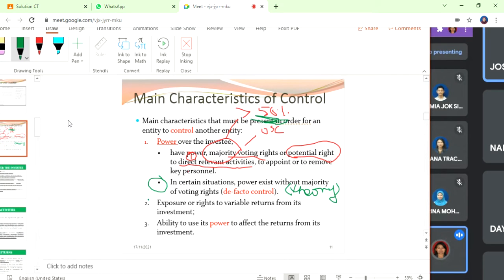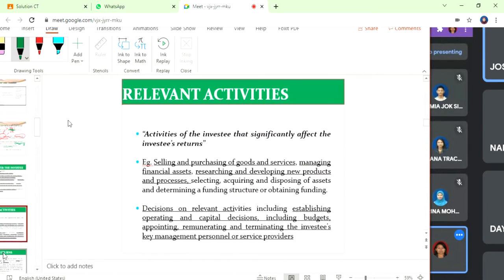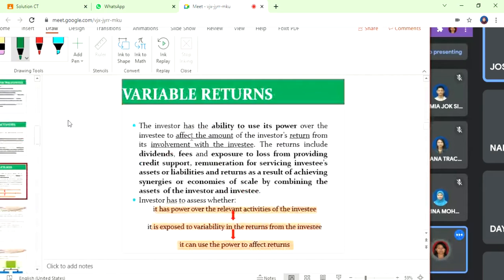Okay, now we look at the second characteristic: exposure or rights to variable returns from the investment. What does this mean? What are the rights to variable returns? Variable returns is the investor's ability to use the power over investees to affect the amount of the return from its involvement.